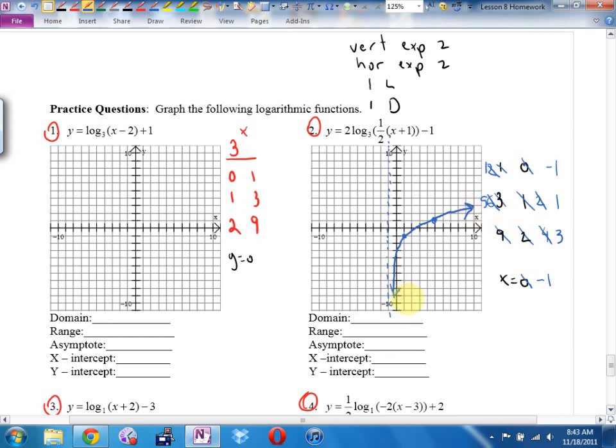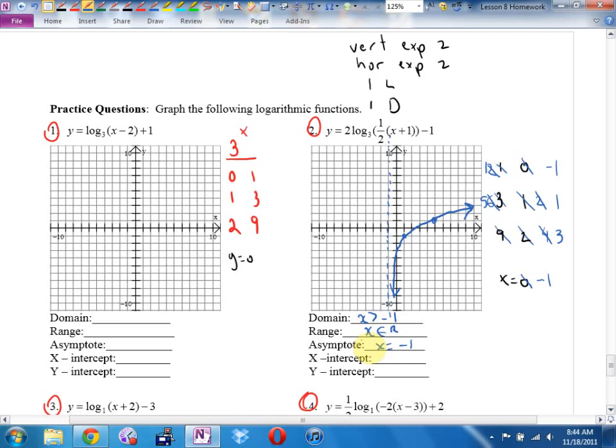What's the domain? Everything to the right of negative 1. Range, all reals. Asymptote, x equals negative 1. X-intercept is a decimal. I wrote this up and then I went, I should not have included x-intercept. Y-intercept is also a decimal, I think. So the only way to find them would be to cheat and use your graphing calculator or solve it. But I'm not going to freak out about that. I'm working you through the graph right now. Is that all right? Am I right? Anybody get it? Someone nodding? No? Yes? I think I'm right.